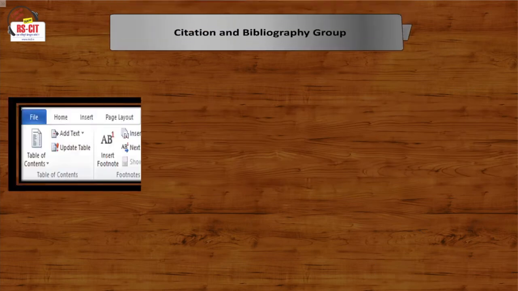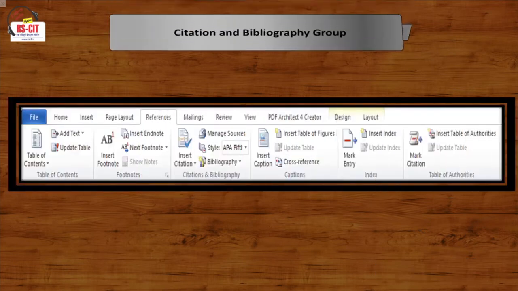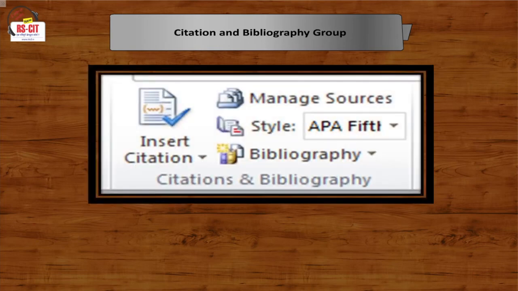In the Citations and Bibliography group, the available options are Insert Citation. Create a book, general article, or other periodical as the source for the piece of information in the document. Manage Sources, view the list of all the sources cited in the document. Style, choose the style of citation to use in the document.